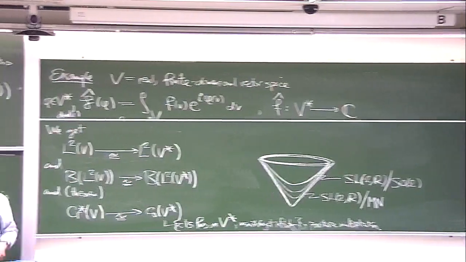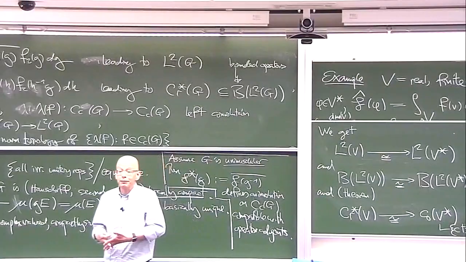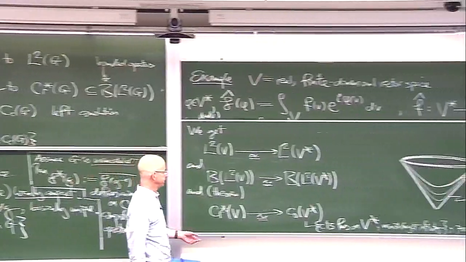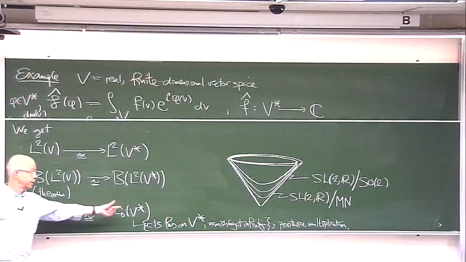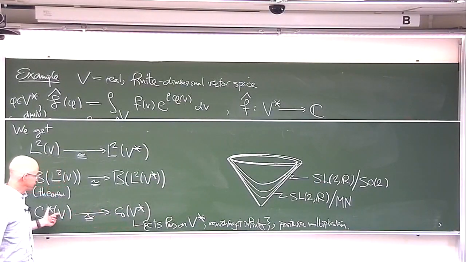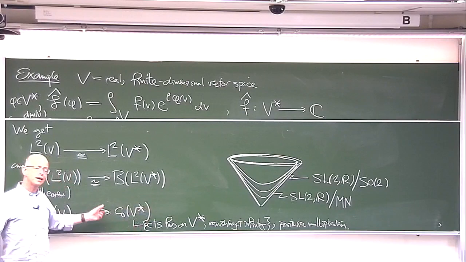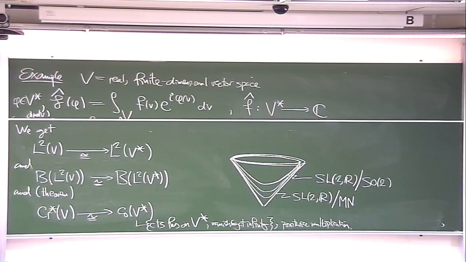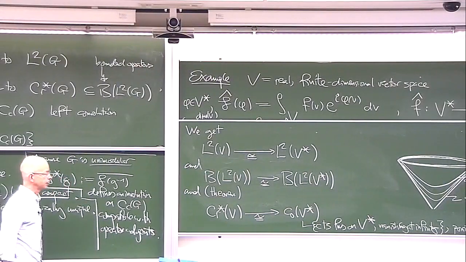If I have an L2 function and I have a continuous function, I just multiply them together, and it's still an L2 function. The continuous function is bounded. So this C star algebra just looks like this algebra here. It's a commutative algebra. Of course, it was commutative to begin with. But now we see exactly what's going on. This algebra somehow reflects the structure of V star as a topological space.